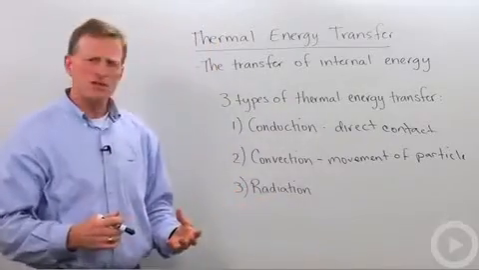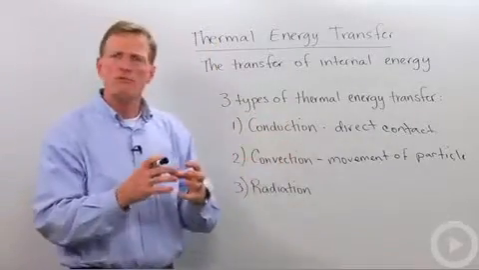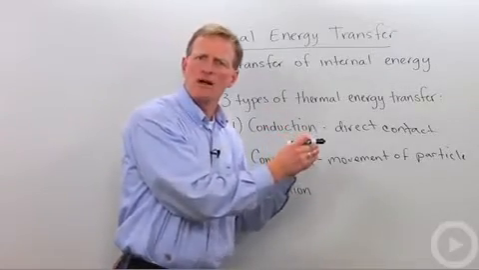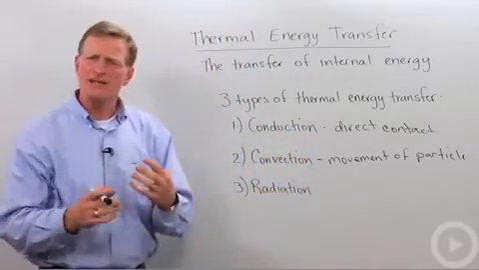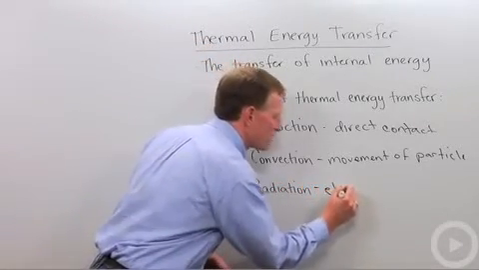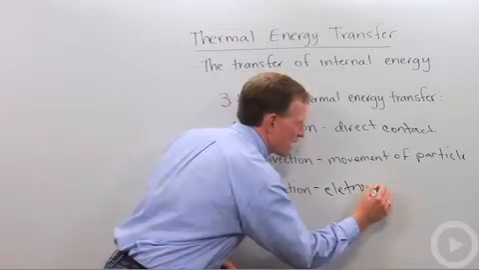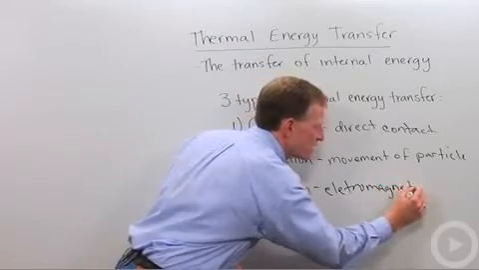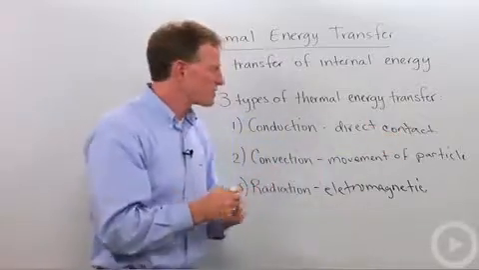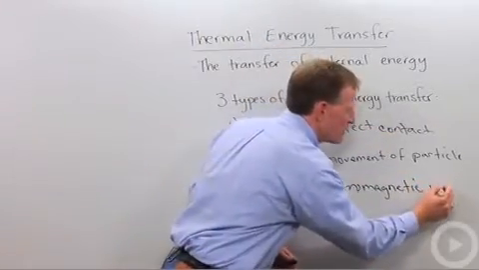The third type is radiation. Notice both of these involve movement of particles or direct contact of particles or molecules. The third type, radiation, involves the movement of electromagnetic waves. And these don't need matter to pass through. So the sun is sending these electromagnetic waves directly down to us.